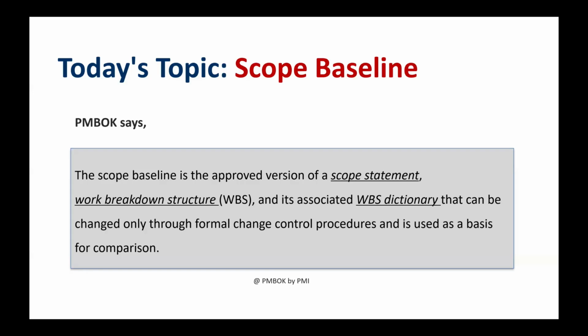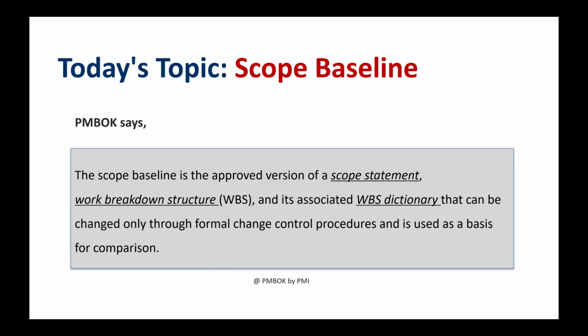The PMBOK 6 edition defines the scope baseline as follows. The scope baseline is the approved version of a scope statement, work breakdown structure, as we know, WBS, and its associated WBS dictionary, that can be changed only through formal change control procedures and is used as a basis for comparison. In simple terms, the scope baseline is the officially approved standard for project scope.